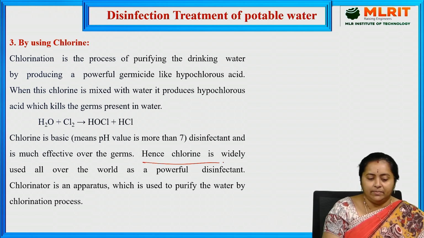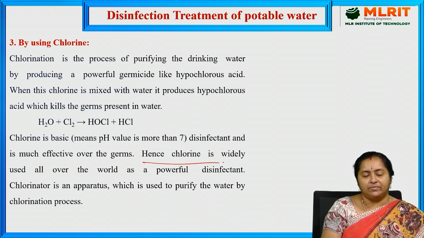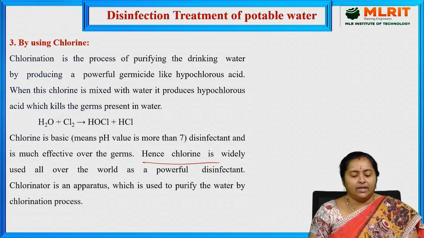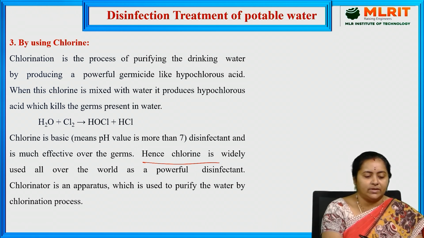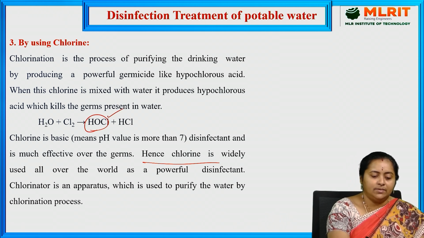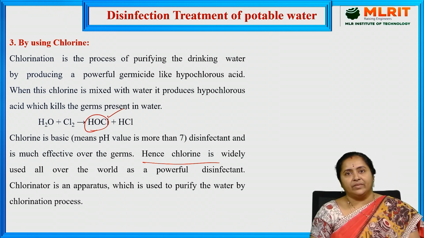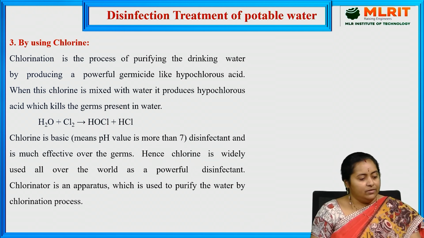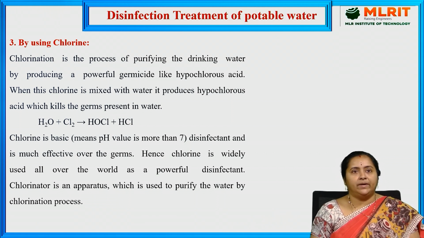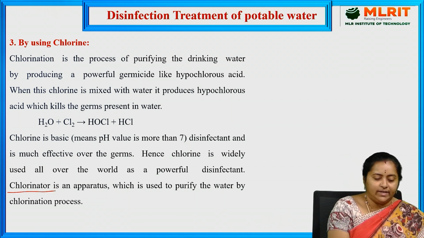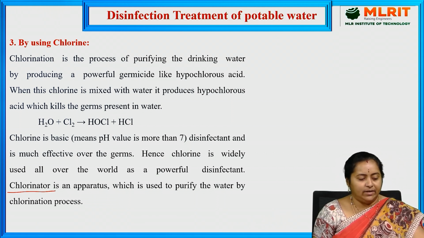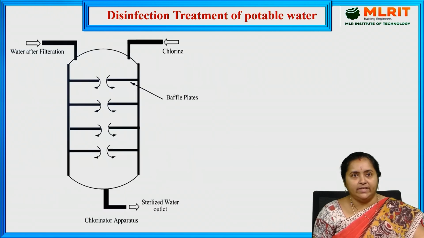Hence, because of this kind of advantage, chlorine is widely used all over the world as a powerful disinfectant. When this is added in proper proportions to the water sample, what will happen? It generates hypochlorous acid, which is a very good germicide, and it kills all the germs present in the water sample. For this process, we depend upon an apparatus called a chlorinator. So, a chlorinator is a kind of apparatus or device.